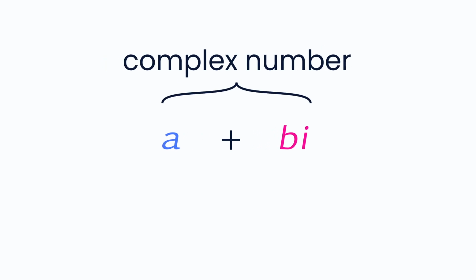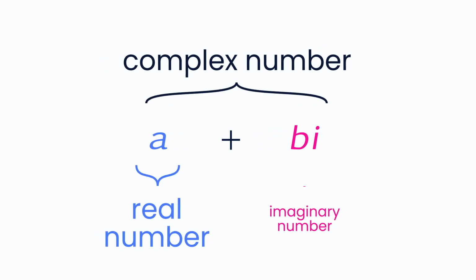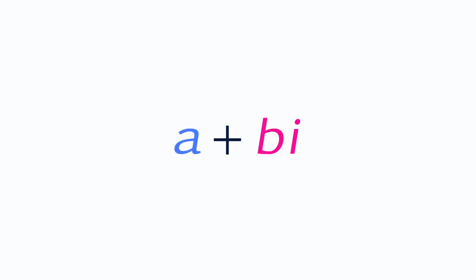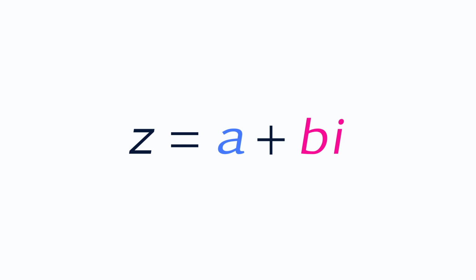And finally, when neither a nor b equals 0, you say that you have a complex number, with both the real part a and the imaginary part b. It's common to use the letter z to indicate that you have a complex number. Let's investigate this further by looking at an example. Find the real and the imaginary parts of the complex number z equals 2 plus 4i.